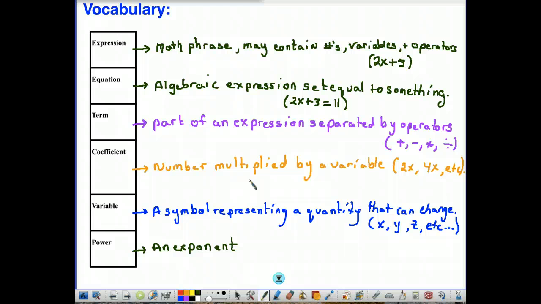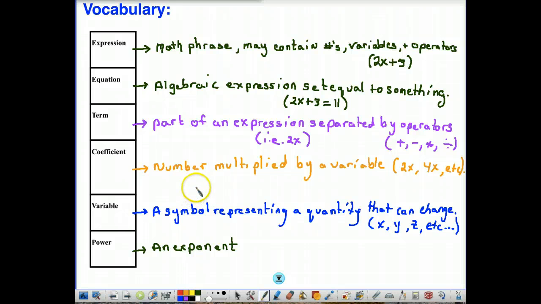Third is a term, and that is just part of an expression separated by operators. And remember that operators are plus, minus, multiplication, and division. Okay, and your term is something like 2x or the 3. So let's do that in here. Let's give some examples. So your term is just going to be maybe the 2x. Okay, that's a term. And the 3 is a term as well.